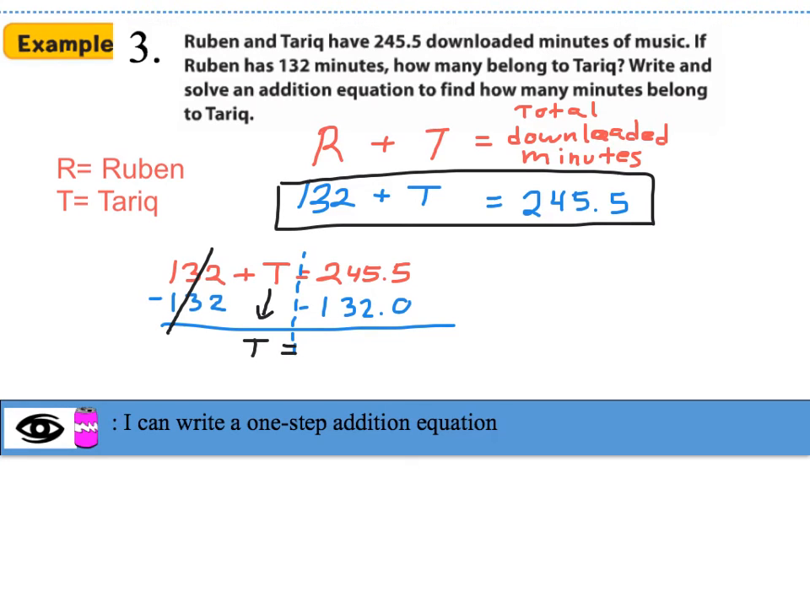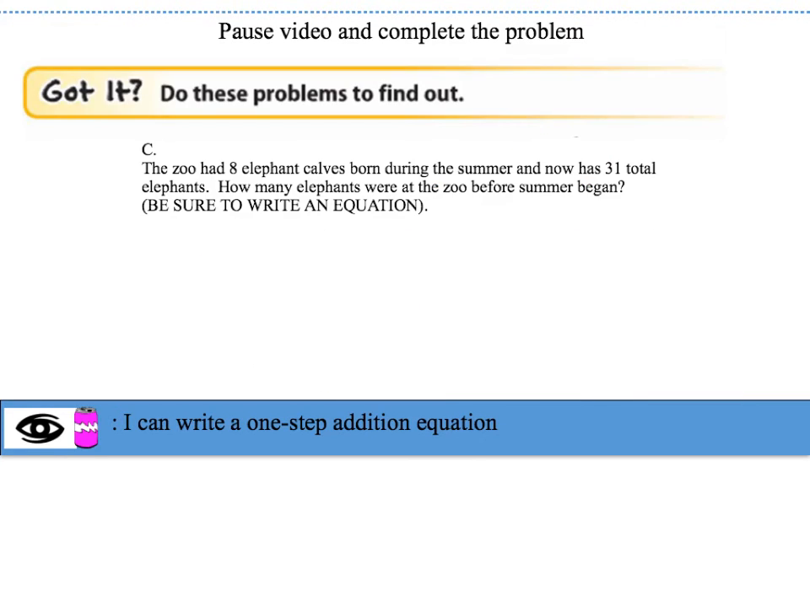And when I subtract 245.5 minus 132, I get 113.5. So this means 113.5 minutes belong to Tariq. So pause the video and complete this got it problem, and we'll discuss the answer in class tomorrow. Notice it wants you to write an equation for this problem and be sure to solve the equation.